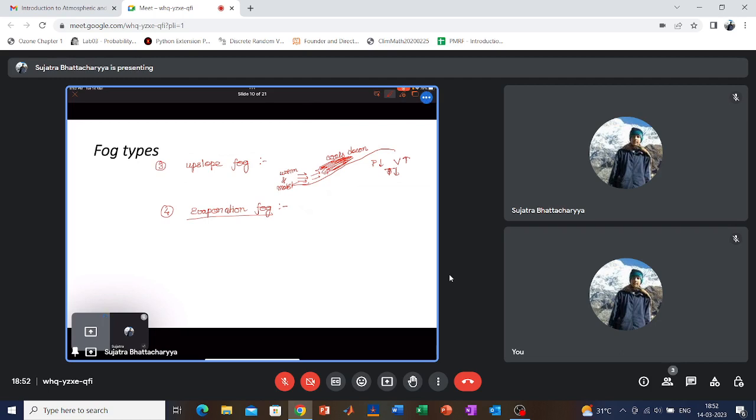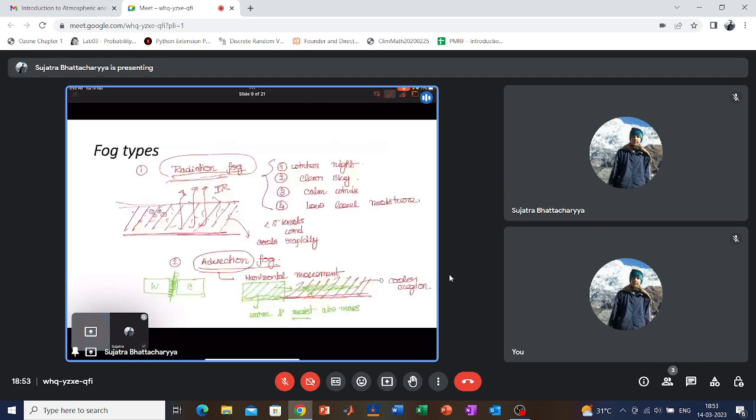Okay, it's quite similar to the advection kind of fog, but here you have a warm ocean. The best example, which I have given already: suppose a warm ocean, with very little wind, calm winds coming which are cooler. Over this region it is cooler. Then what happens? Again, in this region you can find fog formed. This is known as the evaporation fog. Okay, so there are four types of fogs. I have explained them one by one.